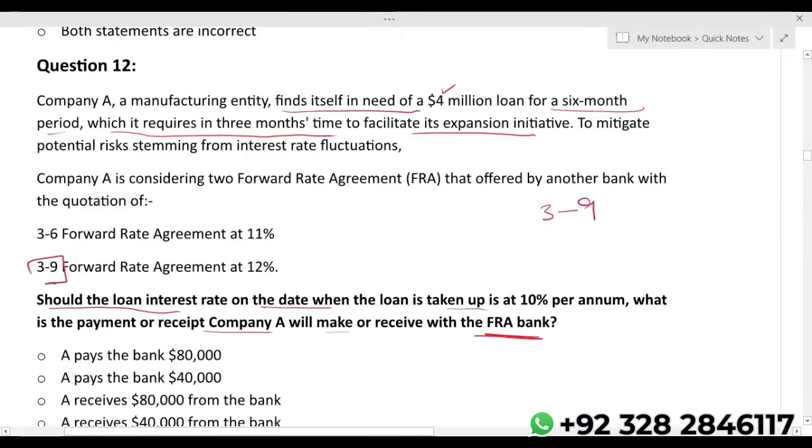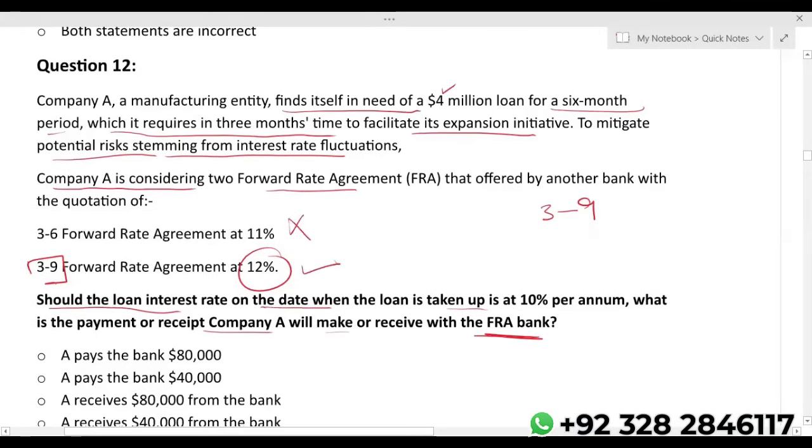The second one. For you, the rate has become 12%, which is fixed. To mitigate potential risk stemming from interest rate fluctuation, Company A is conceding to an FRA. So the first is not relevant for us. The second one is relevant for us.